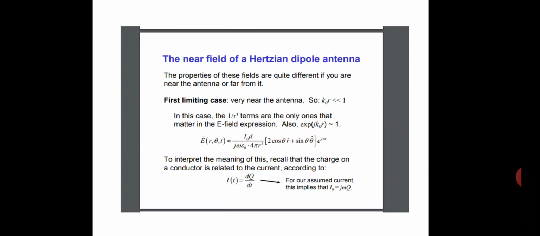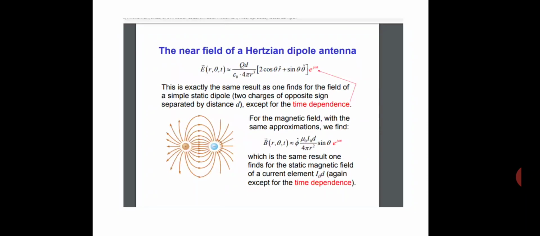The near field of a Hertz dipole antenna. The properties of these fields are quite different if you are near the antenna or far from it. First limiting case, we understand k₀r very less than 1. In this case, E equals that equation, and it equals dq upon dt. So the near field of a Hertz dipole antenna is E.